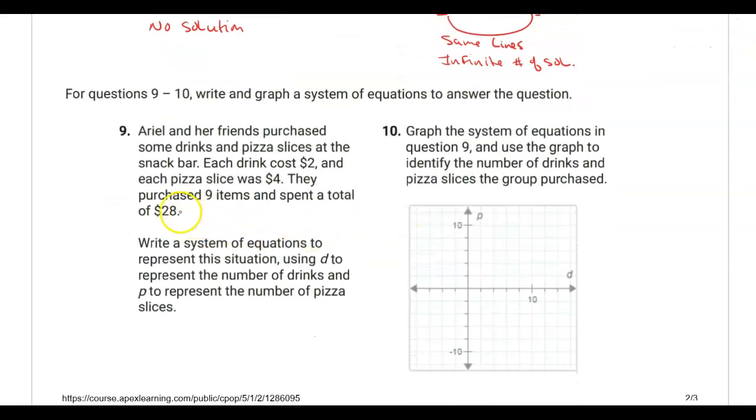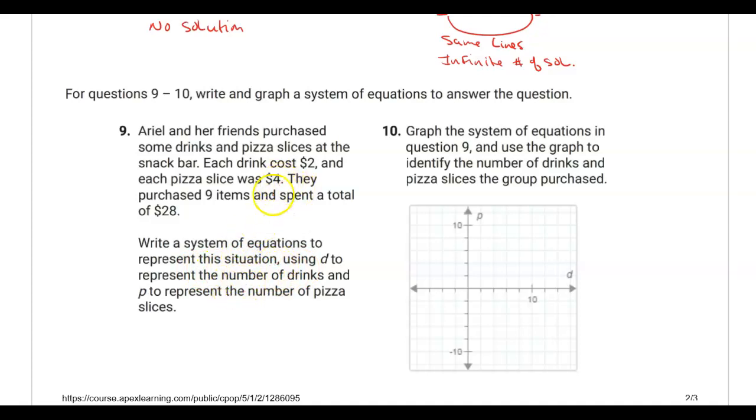Okay, so the next one. Ariel and her friends purchased some drinks and pizza slices at the snack bar. Each drink cost $2 and each pizza slice was $4. They purchased 9 items and spent a total of $28. Write a system of equations to represent the situation.